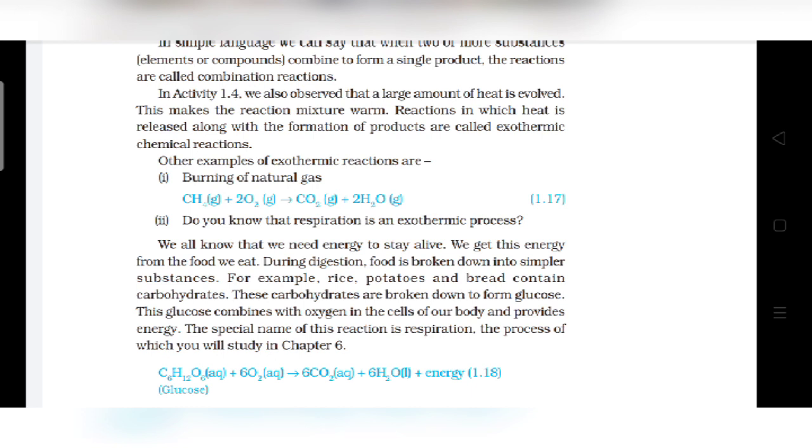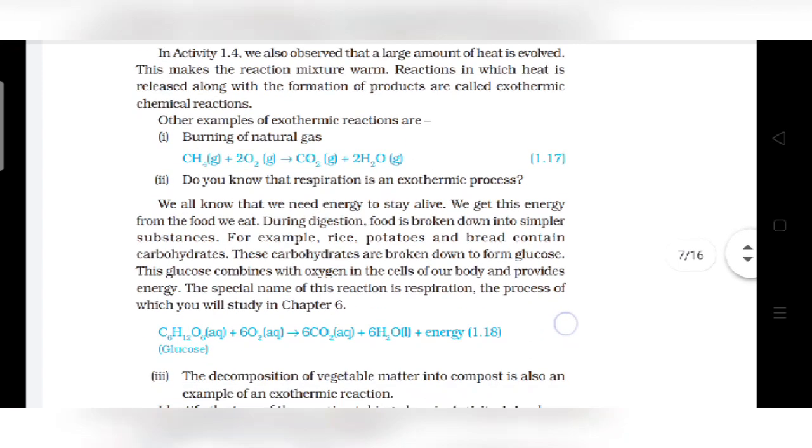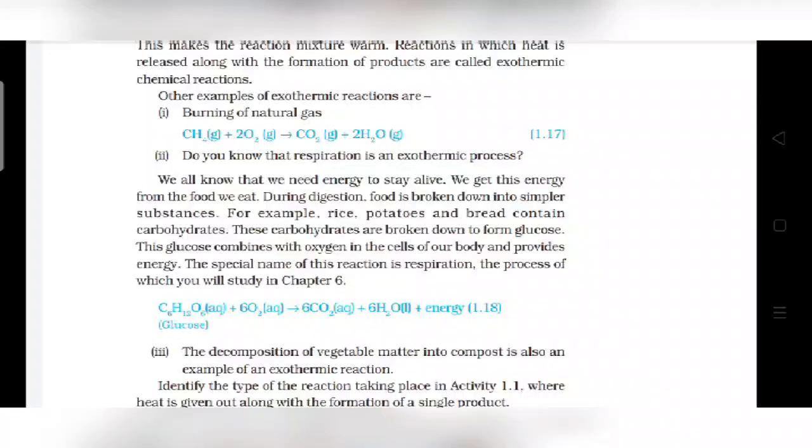Now one question: do you know that respiration is an exothermic process? For that let's discuss. We all know that we need energy to stay alive. We get this energy from the food we eat. During digestion, food is broken down into simpler substances. For example, rice, potatoes and bread contain carbohydrates. These carbohydrates are broken down to form glucose. This glucose combines with oxygen in the cells of our body and provides energy. The special name of this reaction is respiration, the process of which you will study in chapter 6 in detail.